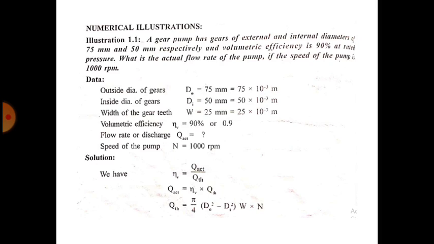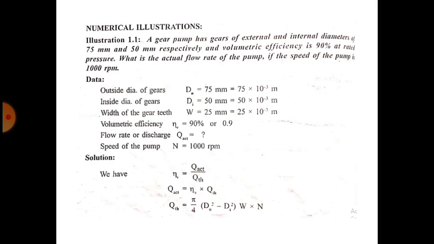We know that volumetric efficiency is Q actual divided by Q theoretical, and Q theoretical is given by pi by 4 into (d naught square minus di square) into the width of the gear teeth into N. So pi by 4 into (75 square minus 50 square) into (10 to the minus 3) whole square, where 10 to the minus 3 whole square means we have converted the mm into meters, into 25 into 10 to the minus 3, meaning the 25 mm width converted into meters, and 1000 is the rpm of the motor.